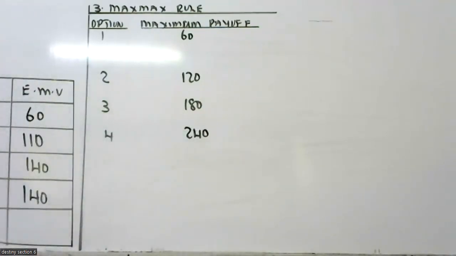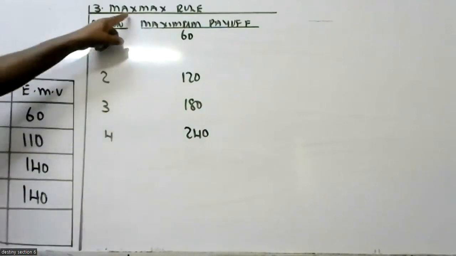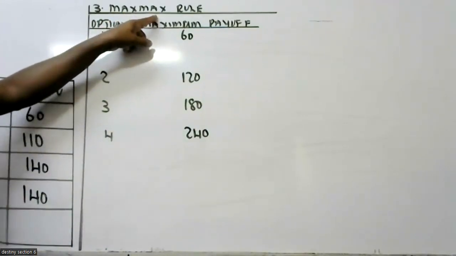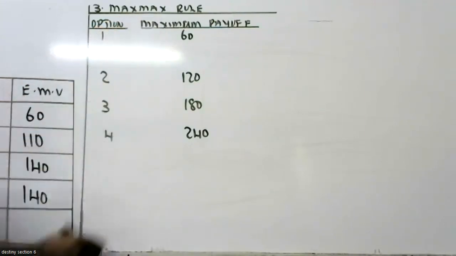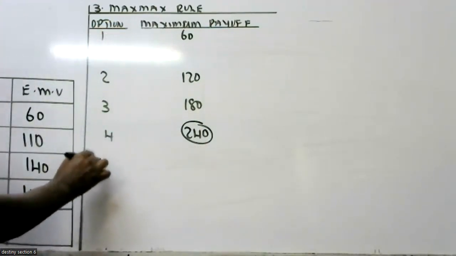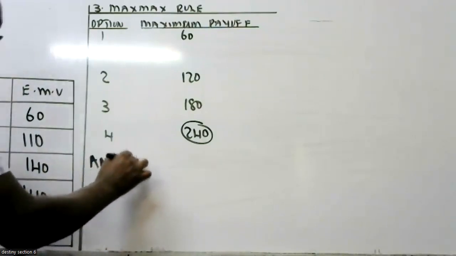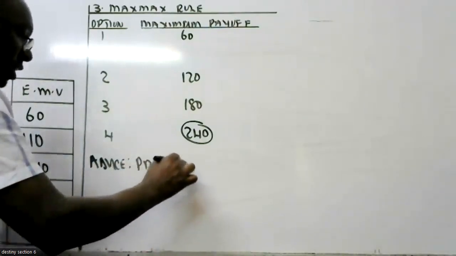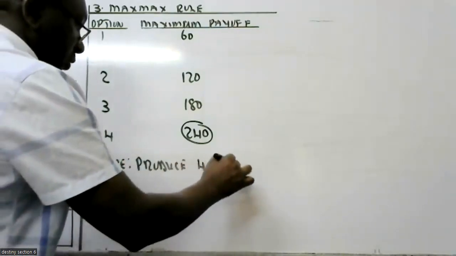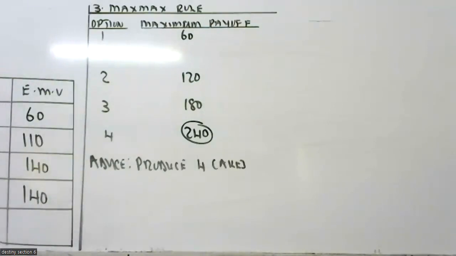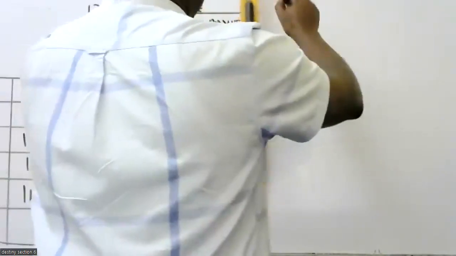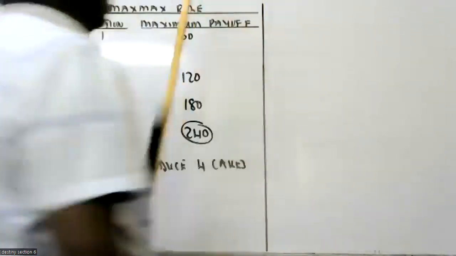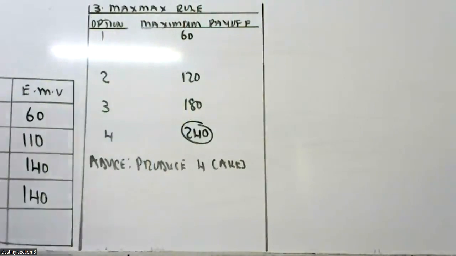So this rule, how does it work? Select the maximum of the maximums. So the maximum of the maximums here is which one? 240. So you circle that, and therefore you give your advice that they should produce 4 cakes. They should produce 4 cakes.